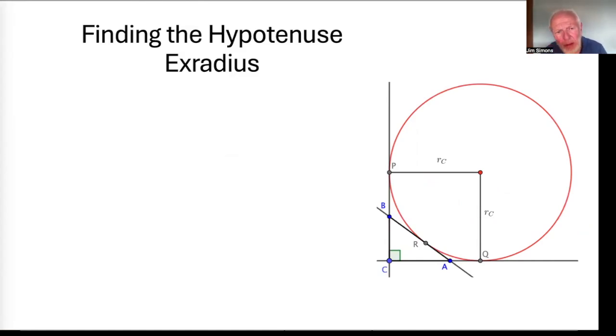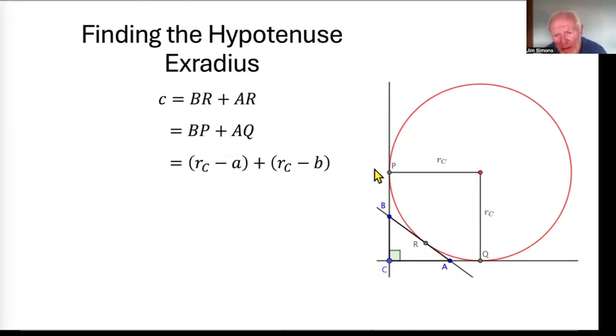The exradius on the hypotenuse is very similar. c is again br plus ar, and that's now the same bp plus aq again. Now we've got this rather big square, and bp is rc minus a, and aq is rc minus b, so we get that. And again, if you shake all that down, you get that.